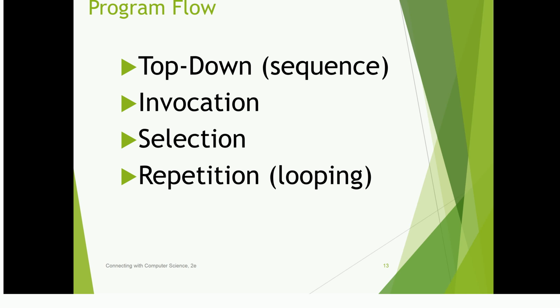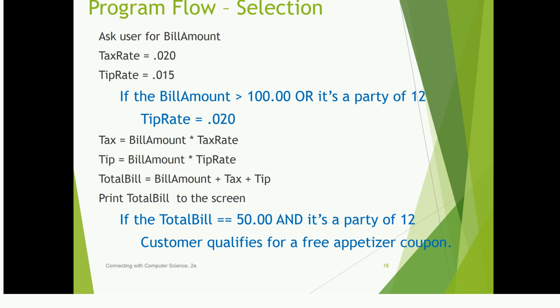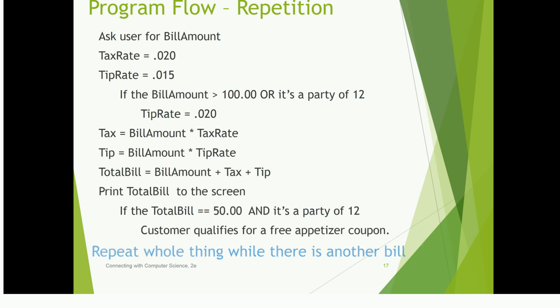So here's an example of invocation where I invoke asking the user for the bill amount, which is some source code that I can invoke, and printing to the screen. I don't have to tell the computer how to print it to the screen. I just have to invoke a method that will print to the screen. Here's an example of selection that says, if something is true, then do something. This is an example of repetition, where I'm asking for the bill amount, calculating it, and then repeating the whole entire thing.